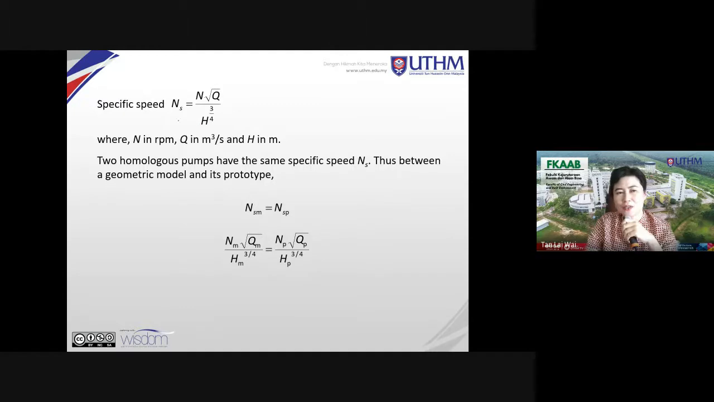Specific speed, which is dimensionless, no unit, is given as n times square root of Q divided by H to the power of 3 over 4. N would be in revolution per minute and so on. Two homologous pumps would have the same specific speed. You can check the specific speed of pump A, and if pump B is homologous to pump A, then you are going to have the same value of Ns as well. So this is just comparing model and prototype. If they are homologous, then they are the same.